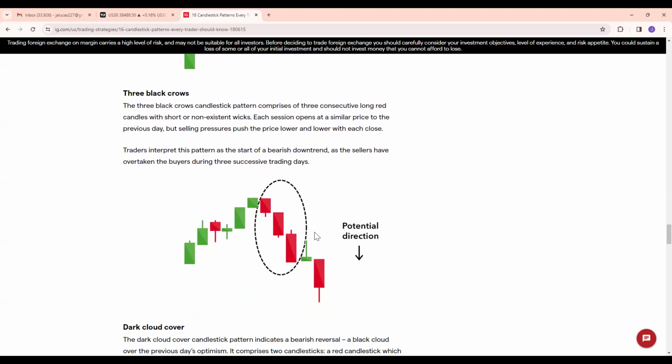It says the three black crows candlestick pattern comprises of three consecutive long red candles with short or non-existent wicks. Each session opens at a similar price to the previous day, but selling pressures push the price lower and lower with each close. Traders interpret this pattern as the start of a bearish downtrend, as the sellers have overtaken the buyers over 3 consecutive trading days.